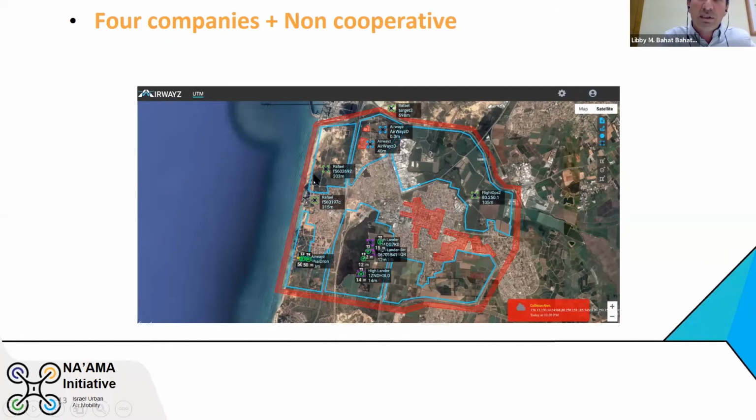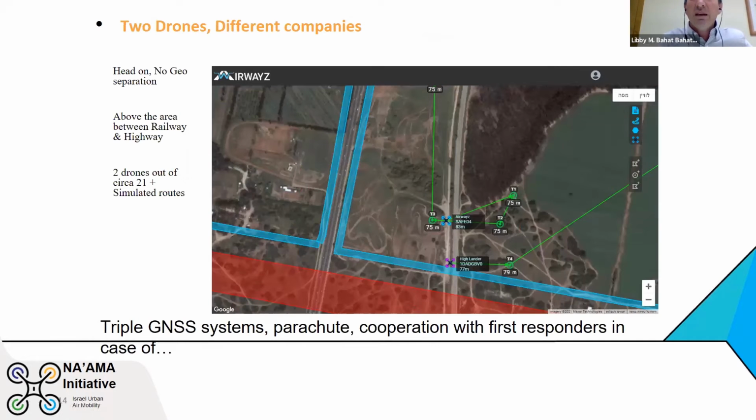Take a special look at the top left, because I'm going to show a small animation of these two top left areas in a second. This is an example of two drones from two different companies. You see Airways and you see Highlander that were intentionally on crossing routes, and we hoped that the system would alter their routes in order to avoid a close encounter, which it did, of course.